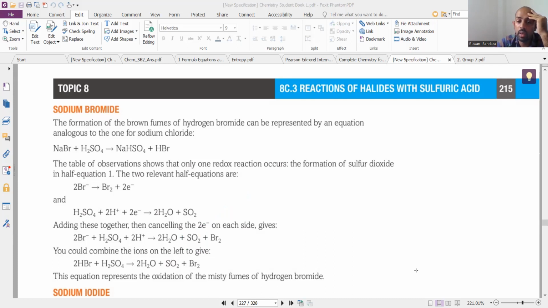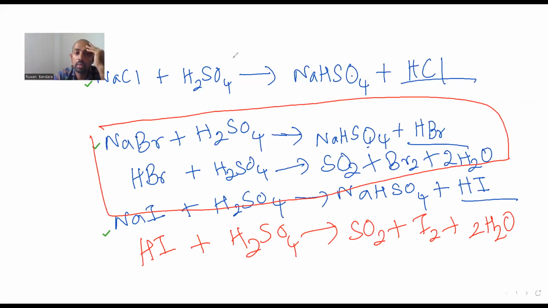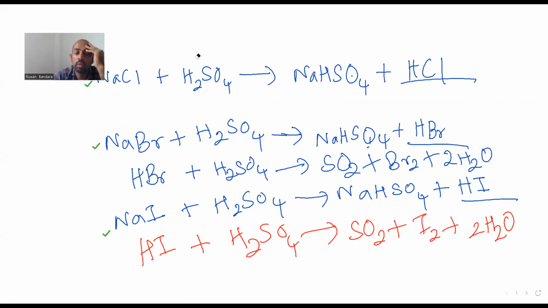Now next we discuss the reactions of sulfuric acid with sodium iodide.